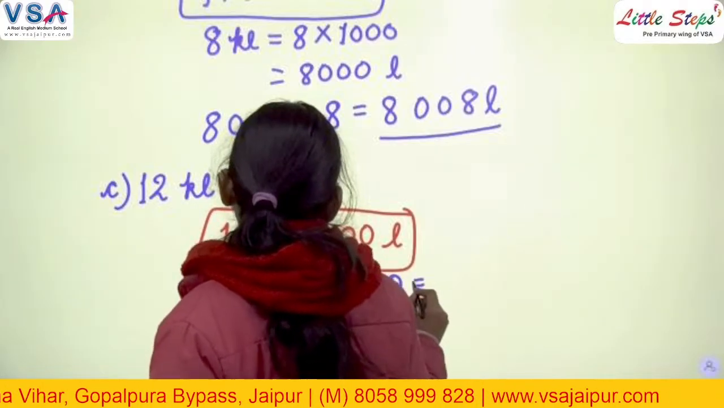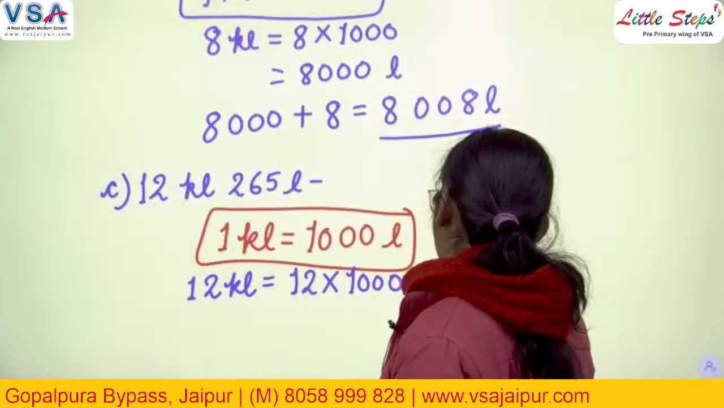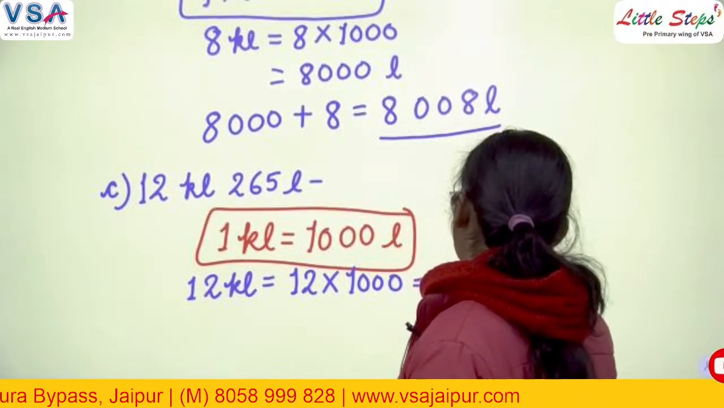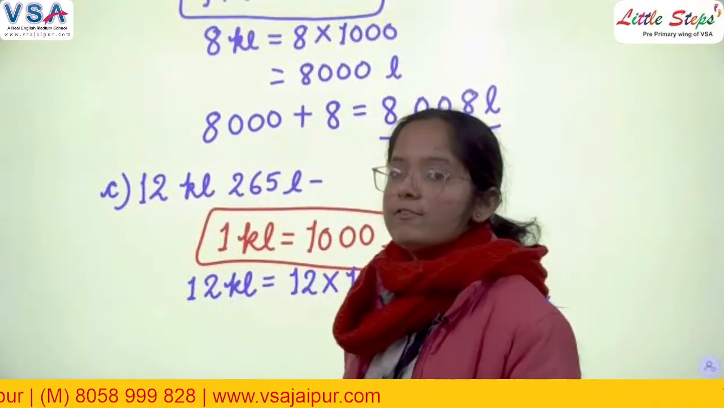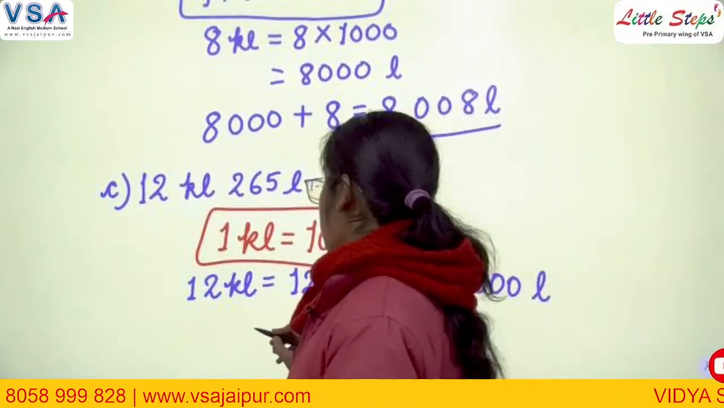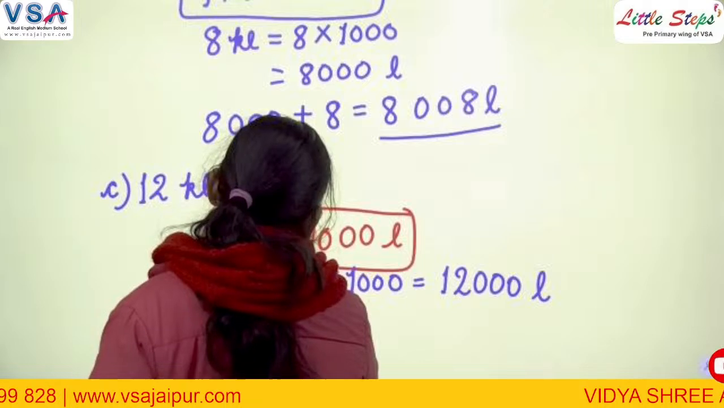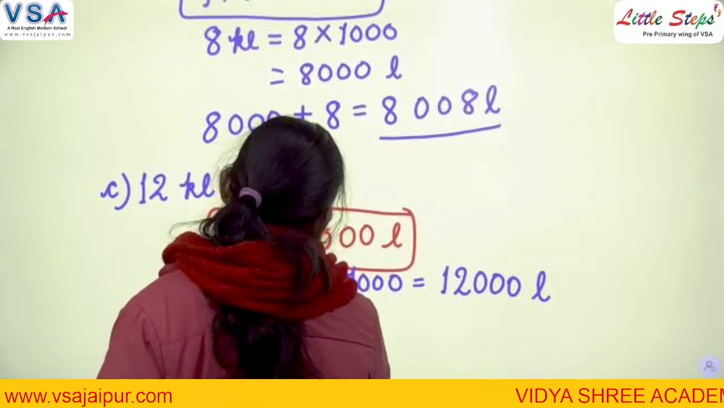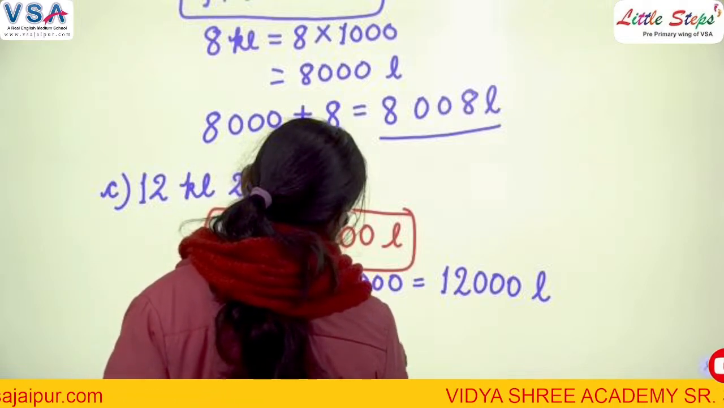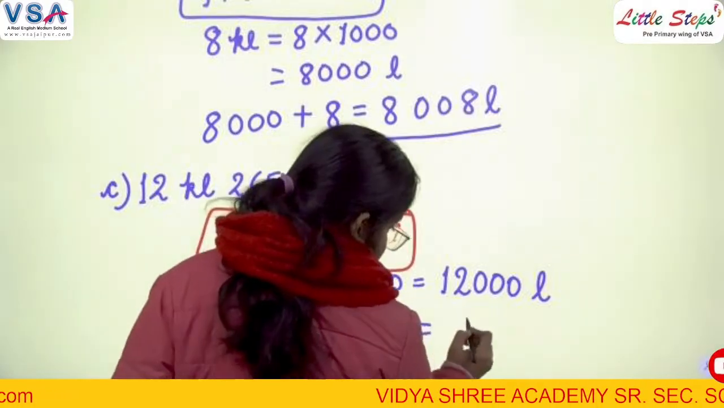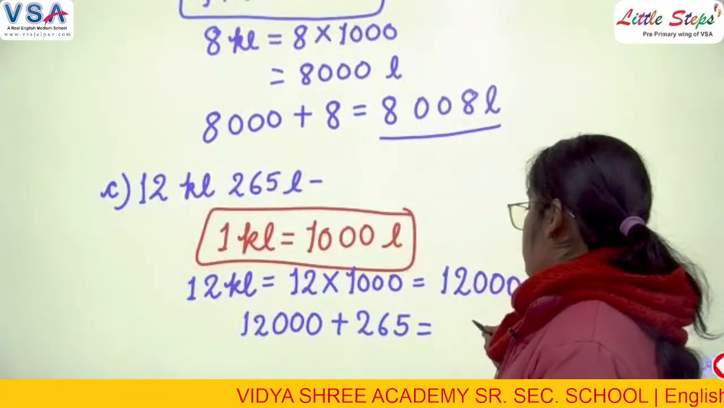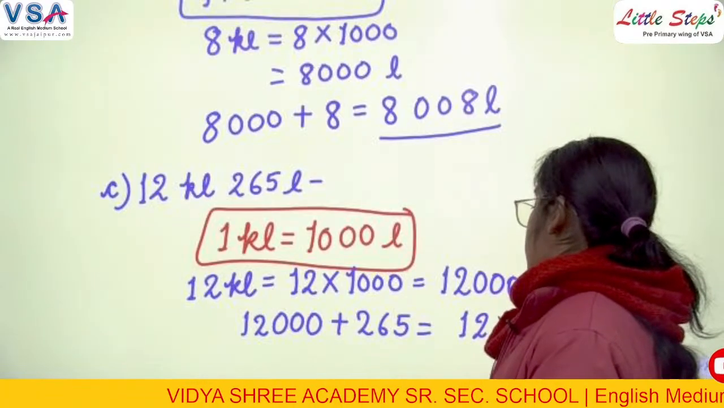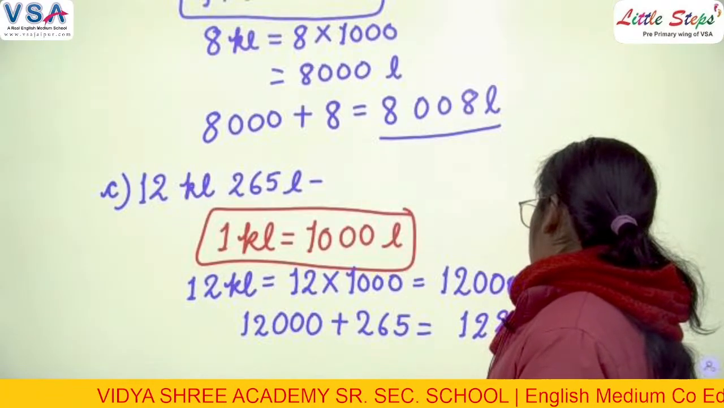That will come up to 12,000 liters. And we already have 265 liters. Then we will add it to the 12,000 liters. So 12,000 plus 265. It will summarize to 12,265 liters.